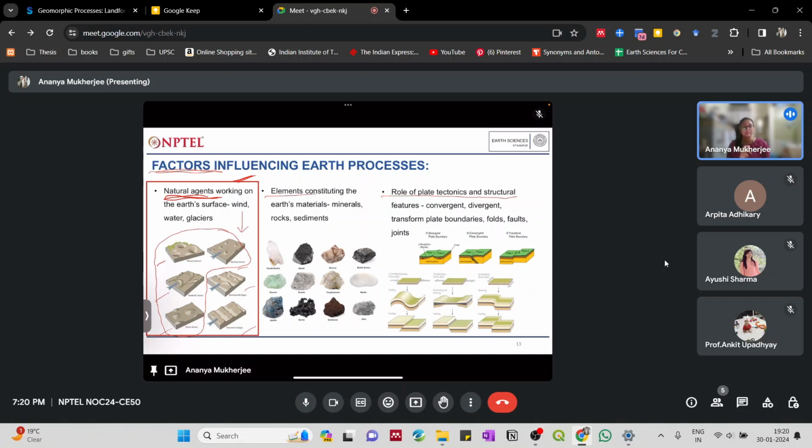So these are some of the major factors that are playing an active role in the different earth processes. In this subject, mostly we will be focusing on the natural agents that are causing or forming these landforms and causing these landscape changes.